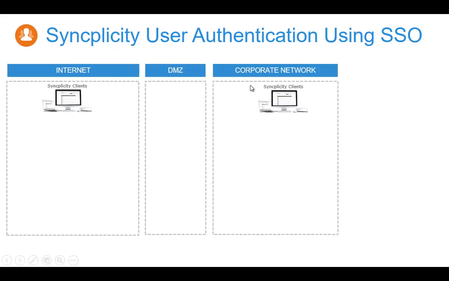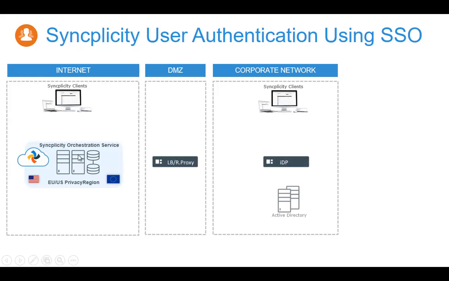You can see in this reference architecture, clients can live on your corporate network or they can live on the internet. There's an orchestration service that does the business logic for sync and share. And on the corporate network, you have your Active Directory with the IDP, which will be in our case Microsoft ADFS, to authenticate. In front of that, in the DMZ, there will be a load balancer or an ADFS proxy or something else to connect the IDP to the internet.